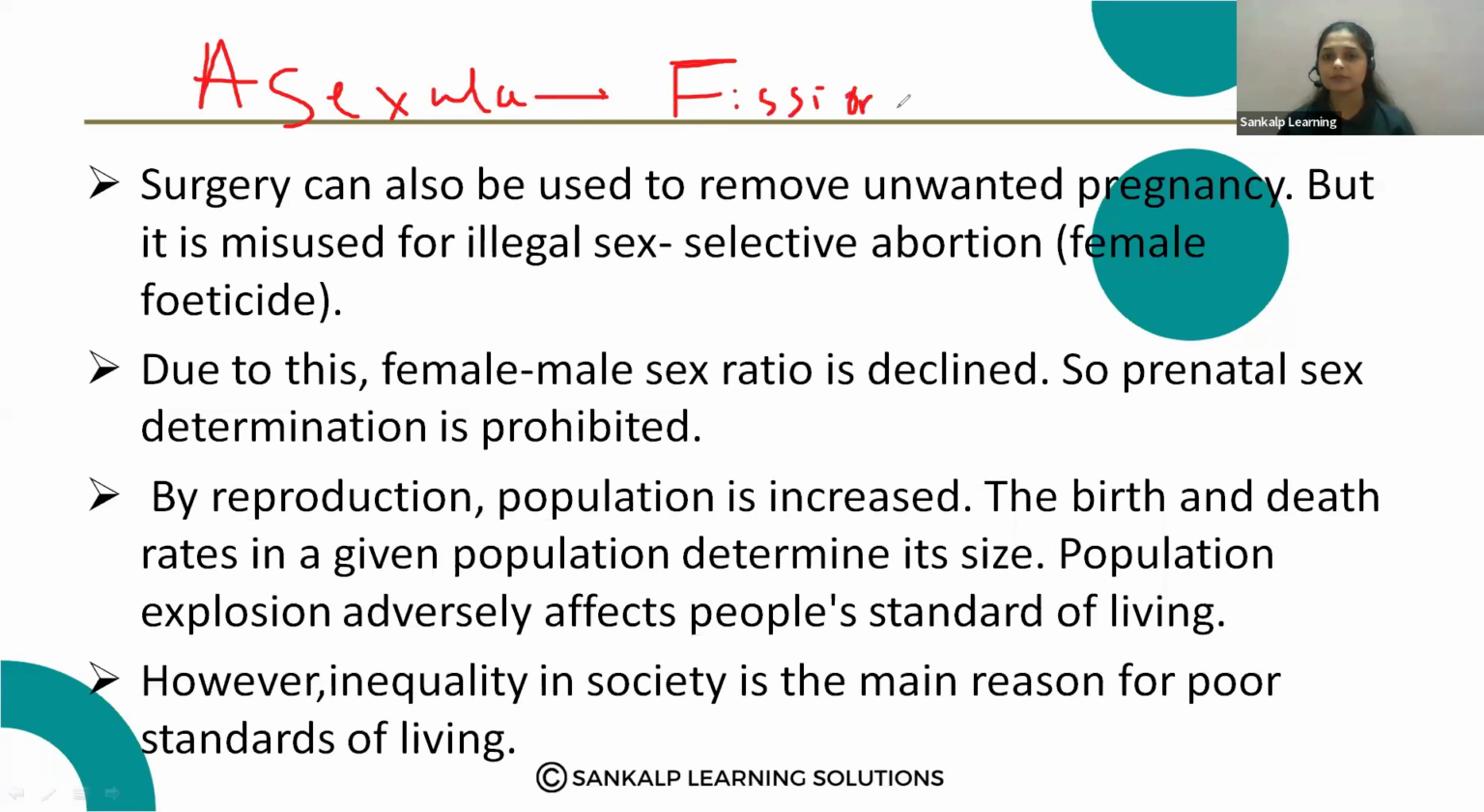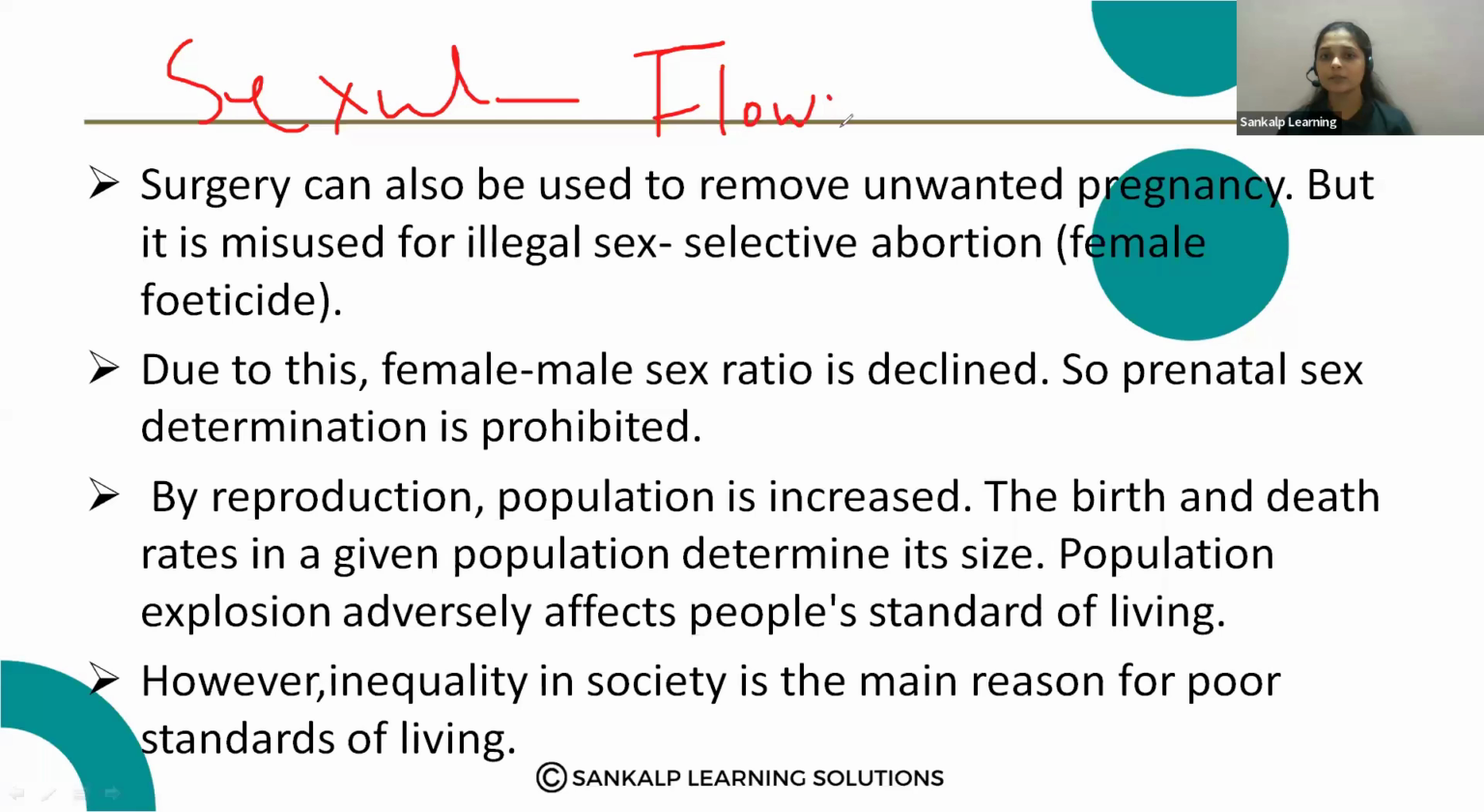Fission, then fragmentation, then regeneration, budding, vegetative propagation. These all methods we have studied in the asexual type of reproduction. After that, we started the sexual reproduction. In sexual reproduction, first we studied the sexual reproduction in the flowering plants.